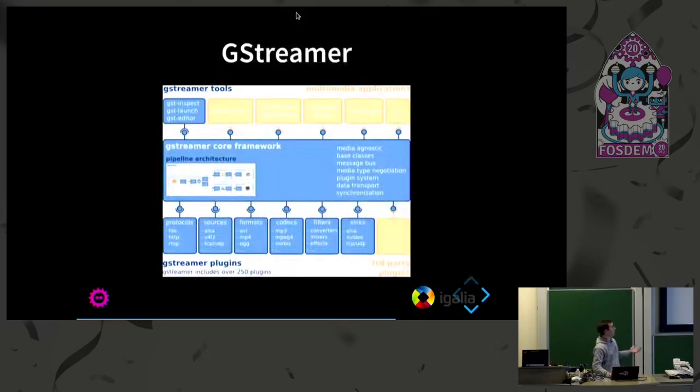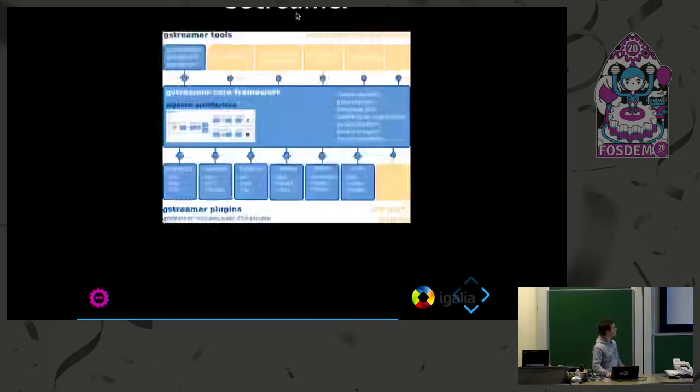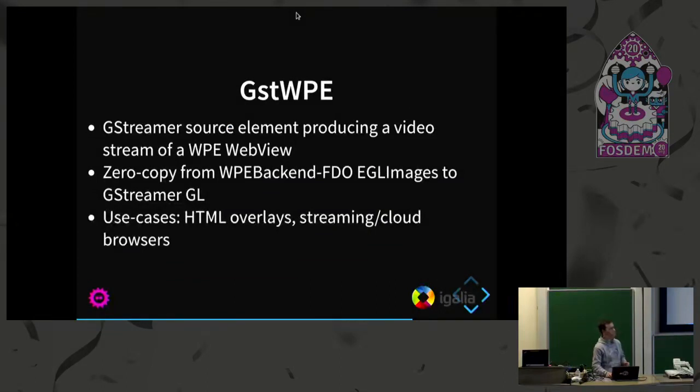Just a brief overview about GStreamer. Who hasn't heard about GStreamer? Nobody? Okay. So basically, it's a multimedia framework based on graphs. So in your application, you build a graph, and the data will flow from the source to the sink, and there will be data processing like decoding or rendering. There are many plugins. I won't go into details, but what I did is write a new plugin that uses WPE, and I built a source element for that, so that the web view can be output as a video stream.